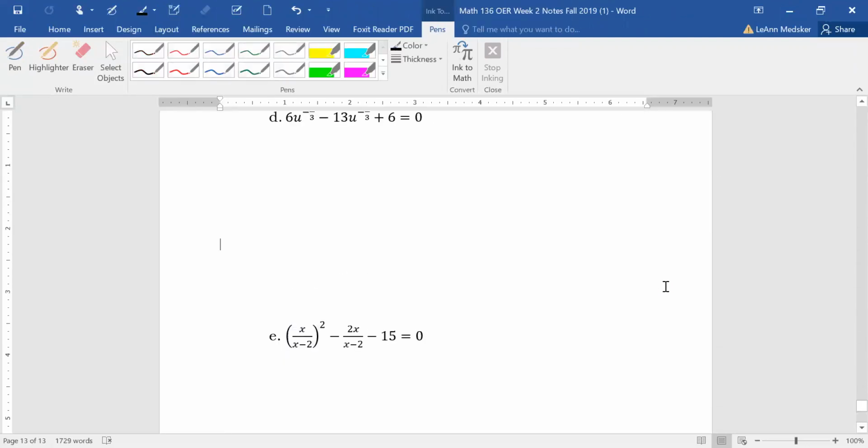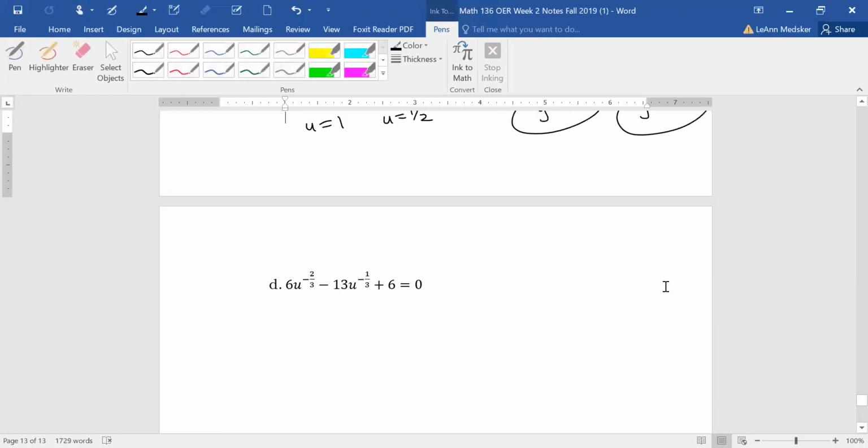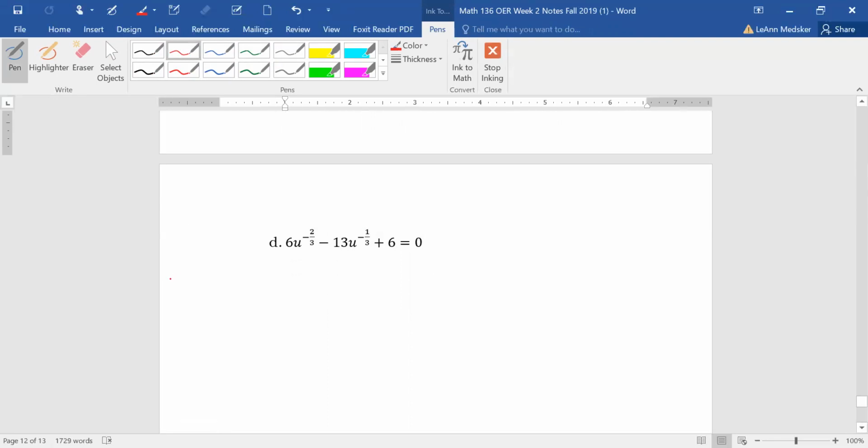So we have this one that has not only negative exponents, but they're also rational. -1/3 is definitely half of -2/3 though, so it fits the quadratic in disguise. But notice they're already using the letter u, so I'm going to use the letter v here. v is going to stand for u to the -1/3. So this would be 6v squared minus 13v plus 6 equals 0.